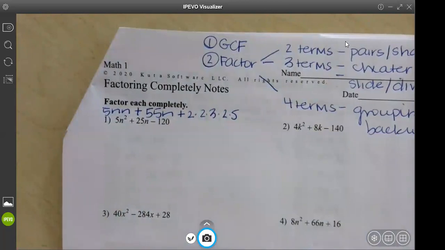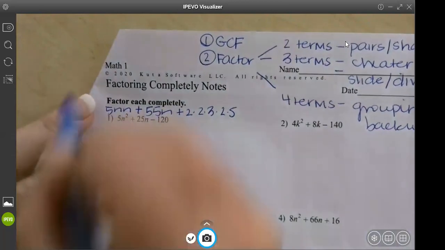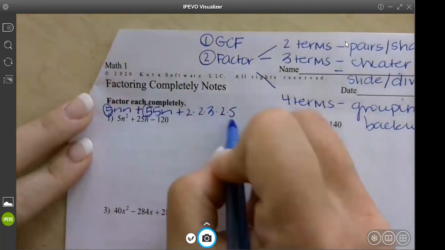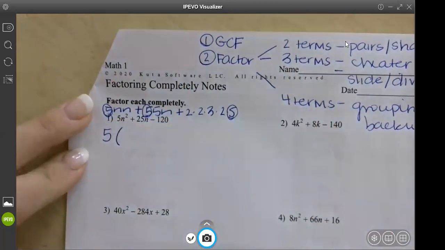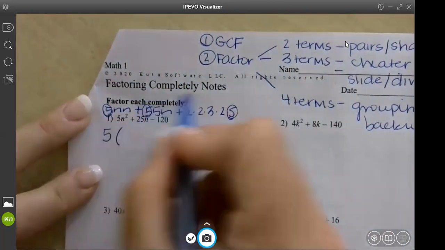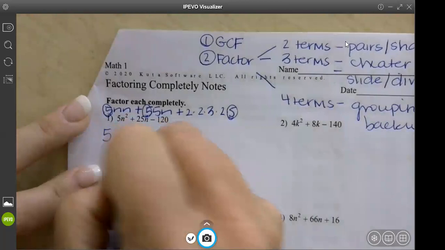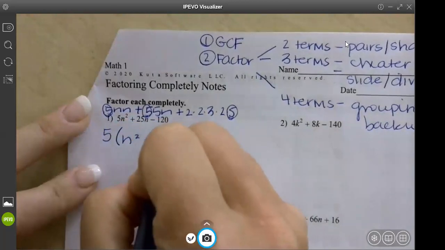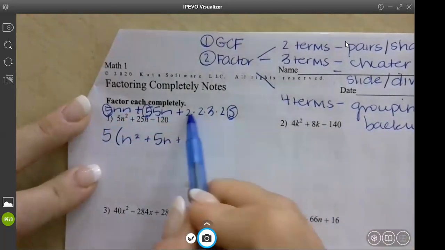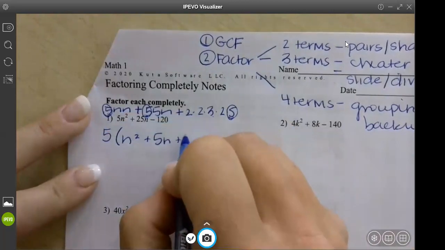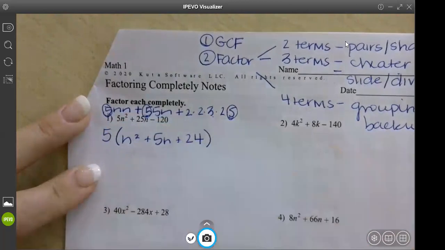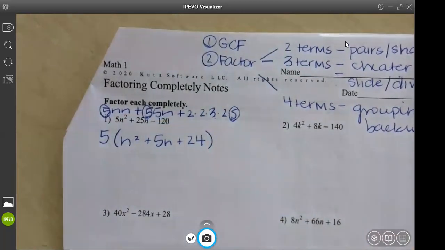Do they have anything in common? Yep. So that 5 comes to the outside. And inside, you just write down what you have left. n squared plus 5n plus 2 times 2 is 4, times 3 is 12, times 2 is 24. And you can do all that in your calculator.